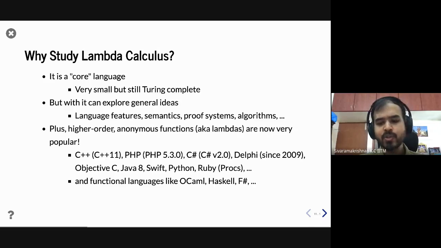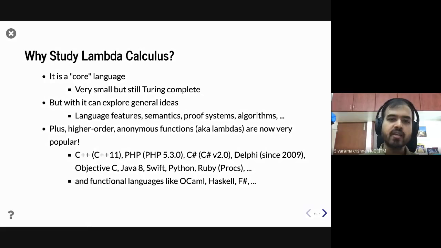And one thing we do as programming language practitioners is we try to explore new ideas, new language features, semantics, proof systems, algorithms, and so on. The way we do this is we try to map the core of those newer ideas into Lambda Calculus, and then we study them. We try to see how they behave. What is the meaning of those programs, for example?